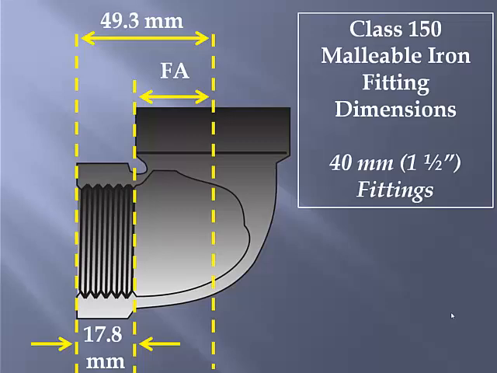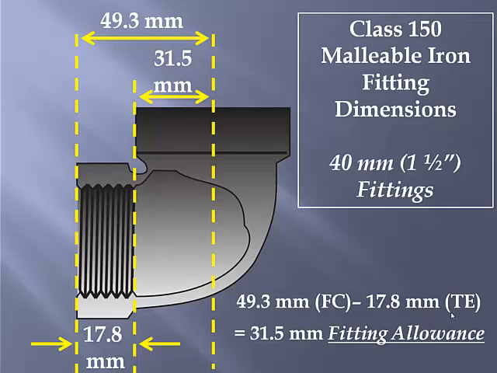What the pipe trades worker will be required to calculate is the fitting allowance when given the face to center and thread engagement for any specific fitting. Once you subtract the thread engagement from the face to center dimension, the result will be the fitting allowance. In this case, 31.5 millimeters. So let's take a look at the math on that. 49.3 millimeters, which was the face to center measurement, minus the 17.8 thread engagement dimension, resulted in a 31.5 millimeter fitting allowance.